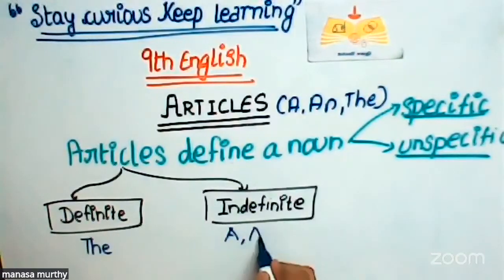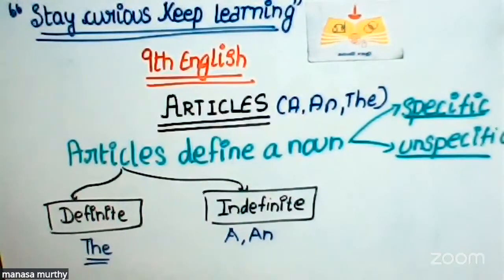And a and an are indefinite articles. Why is it so? Why do we call the a definite article and a and an indefinite articles? Any reason behind it? We are referring to something specific. Okay. I think it is specific, and we have already mentioned it.